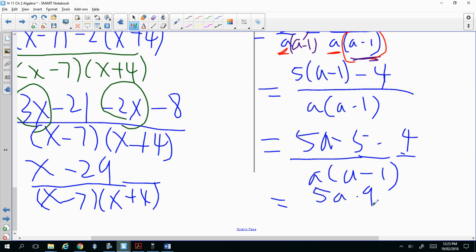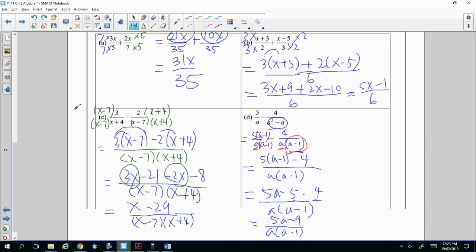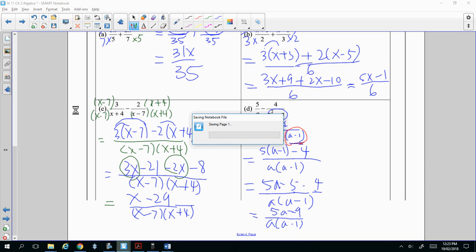Okay? Any question? Yep. So make sure you factorize the denominator. And we'll do more examples of this on the next question. You can't cancel anymore. That's it. You leave it like this.